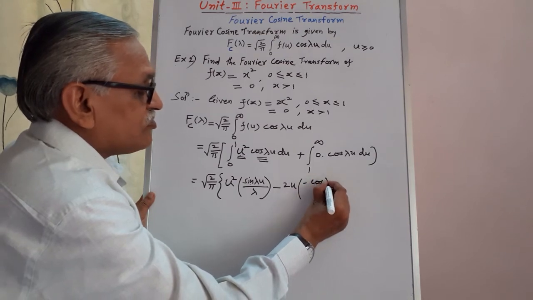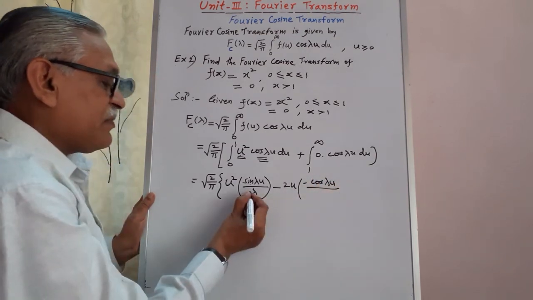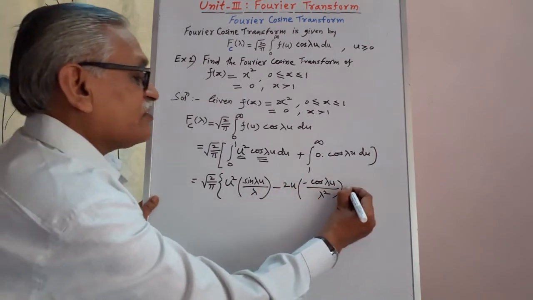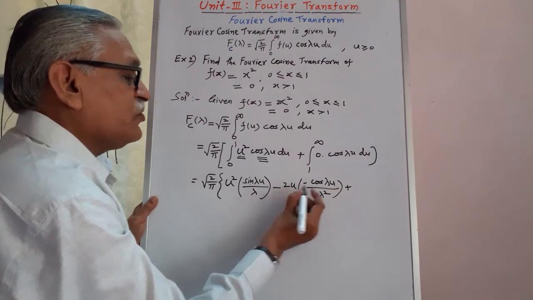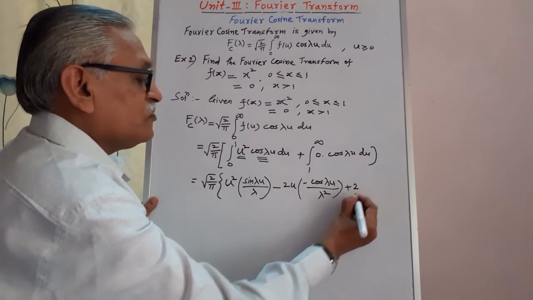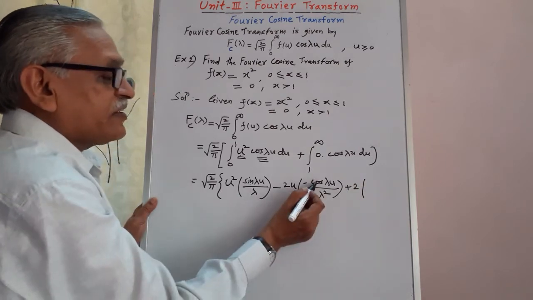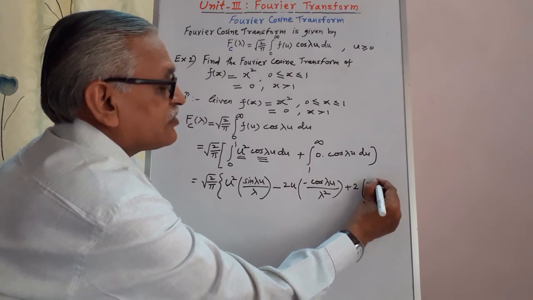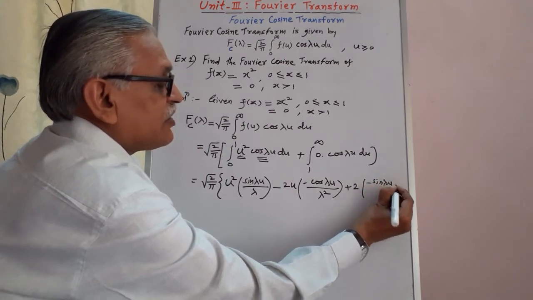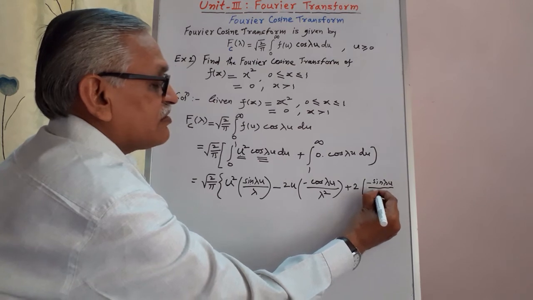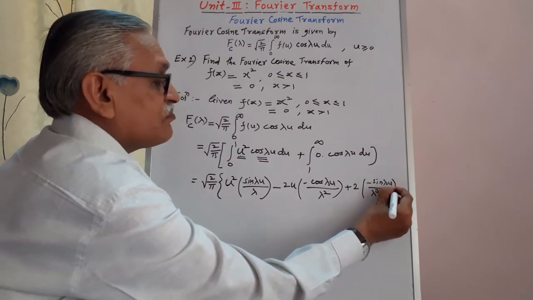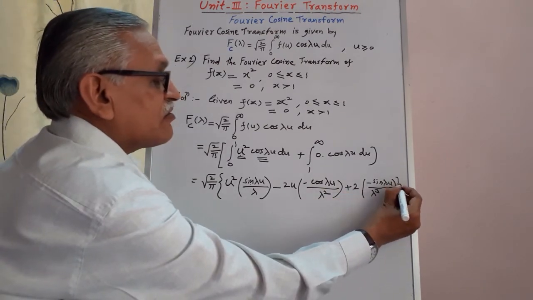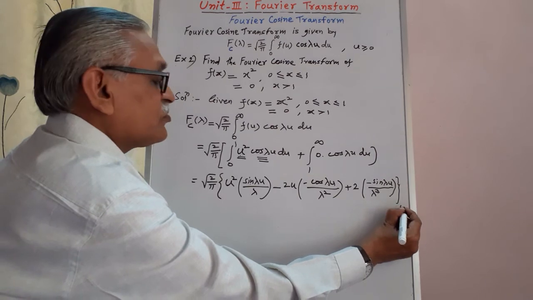is minus cos lambda u divided by lambda, and with the previous lambda, it becomes lambda square. Then plus derivative of 2u with respect to u, 2. Next, integration of cos, with this minus sign, therefore it is minus sine lambda u divided by lambda cube. Next derivative is 0. We stop here and limits from 0 to 1.